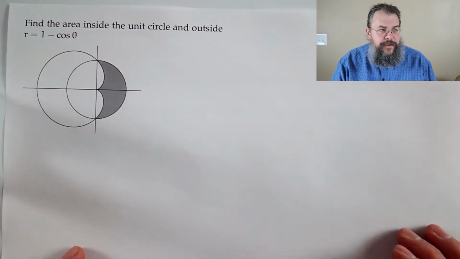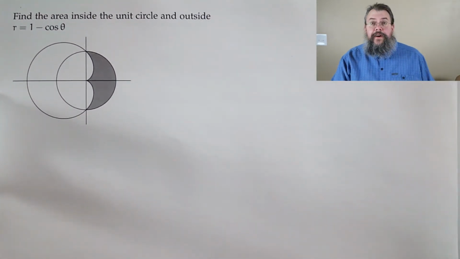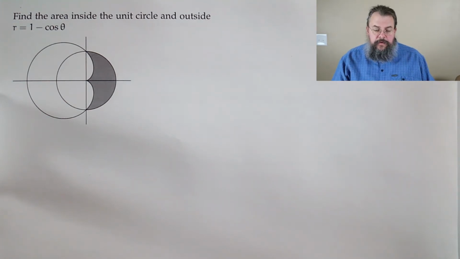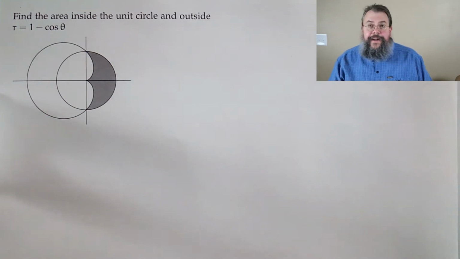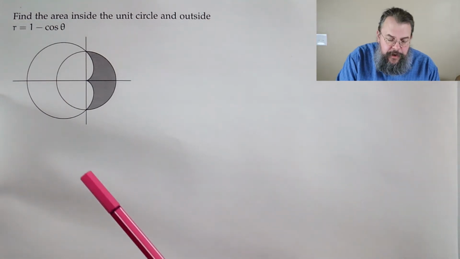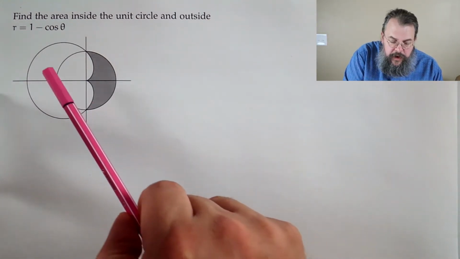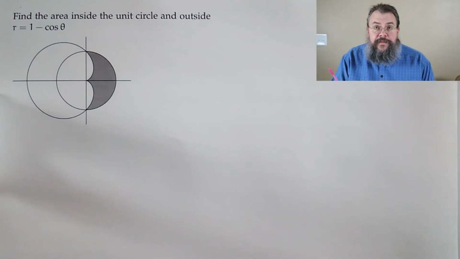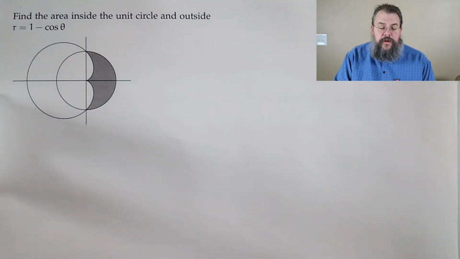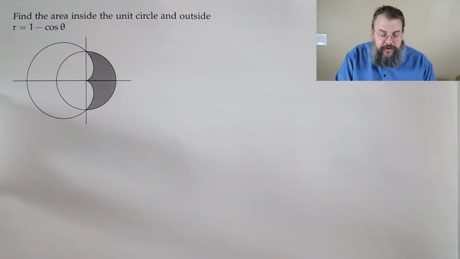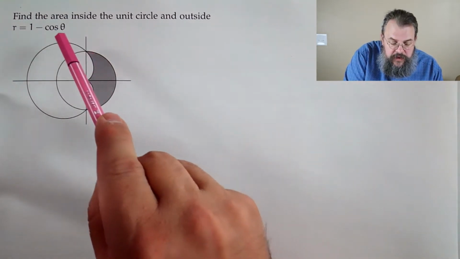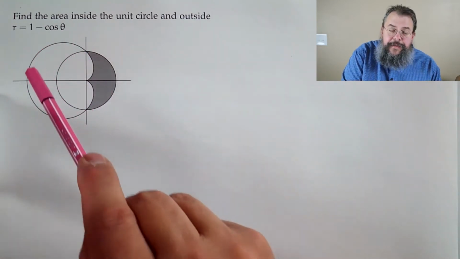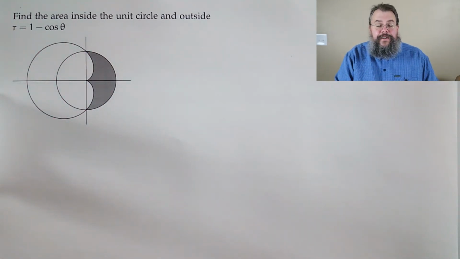Find the area inside the unit circle and outside r equals 1 minus cosine theta. And look, they're even nice. They drew our picture for us. So r equals 1 minus cosine theta, we saw that when we talked about graphing polar curves. And that had a name. It was called the cardioid. So that's this curve here. It looks a little bit like a heart if you turn it sideways. So that's why they call it the cardioid.